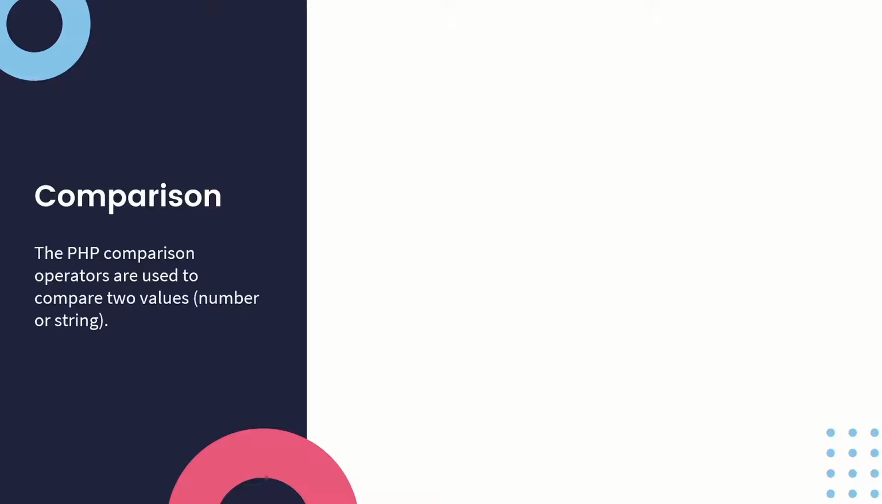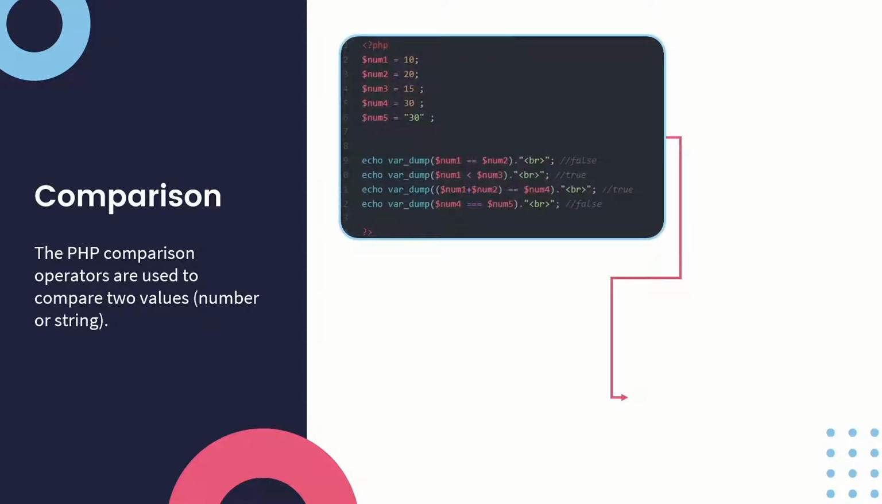And next up, we have the comparison operators. The PHP comparison operators are used to compare two values, such as a number or a string. And in our example over here, we've got a couple of values to work with. Now, all we are doing is just comparing two values to get a true or false value at the end of the day. So at the top over here, we've got 5 different variables, num1 up until num5. Notice that num5 has a value of 30, but this is in quotation marks. And the reason for this is because this is actually a string and not an integer. And this is where we actually echo var dump every single value.